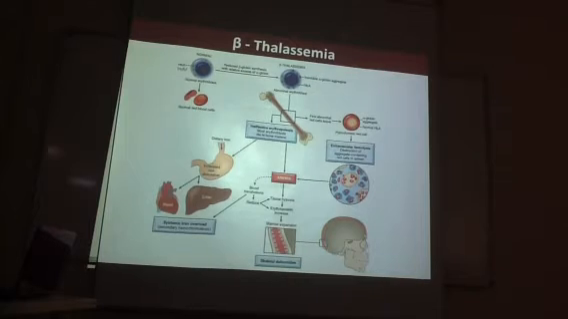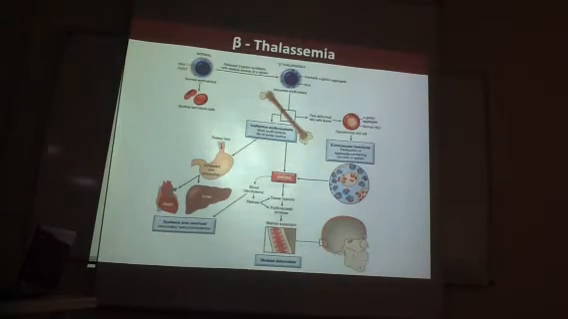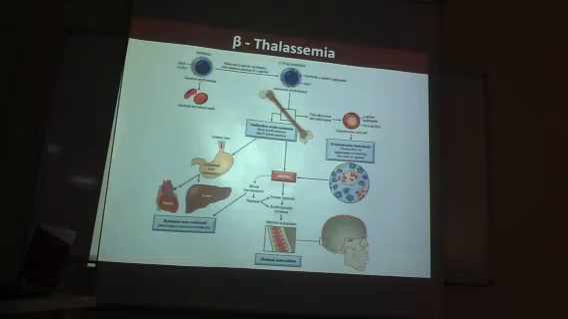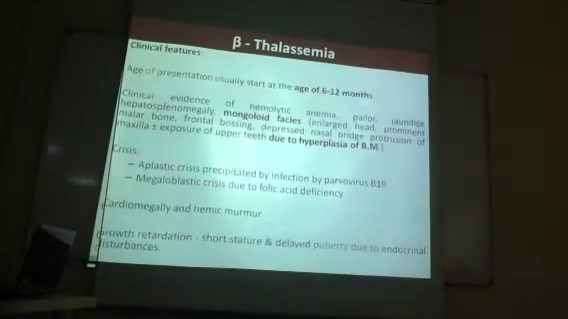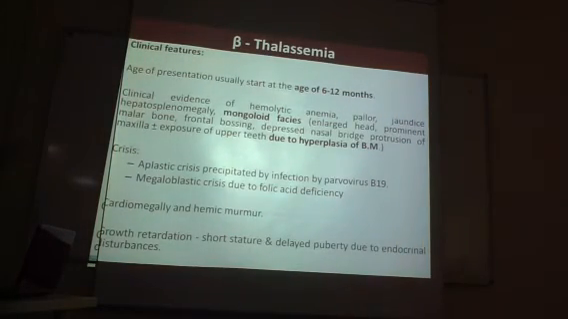The marrow is expanded. So marrow expansion causes a lot of abnormality in the face, in the skull, in the bones. So that is called mongoloid phases in thalassemia. Understand? And the complication is they increase the iron overload. So this is the mongoloid phases. The mongoloid phases is due to hyperplasia of the bone marrow.